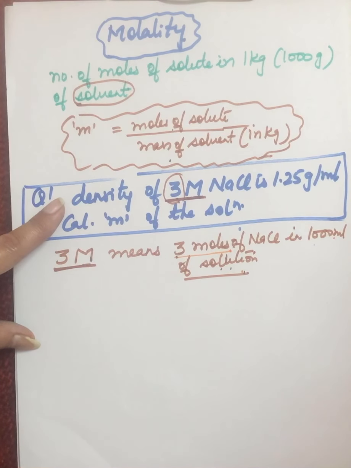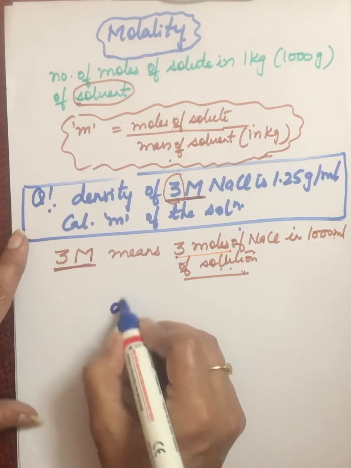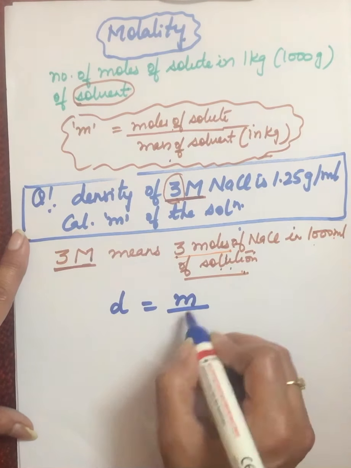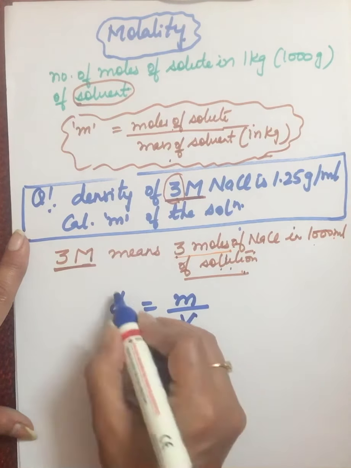The role of density mostly in numericals is that we need to change either mass to volume or volume to mass. How? Density is equal to mass upon volume. Density is how much? 1.25. Mass of solution we need to find out.